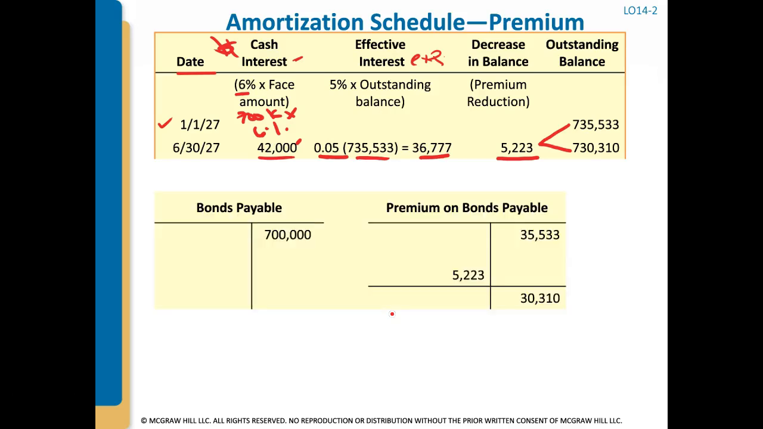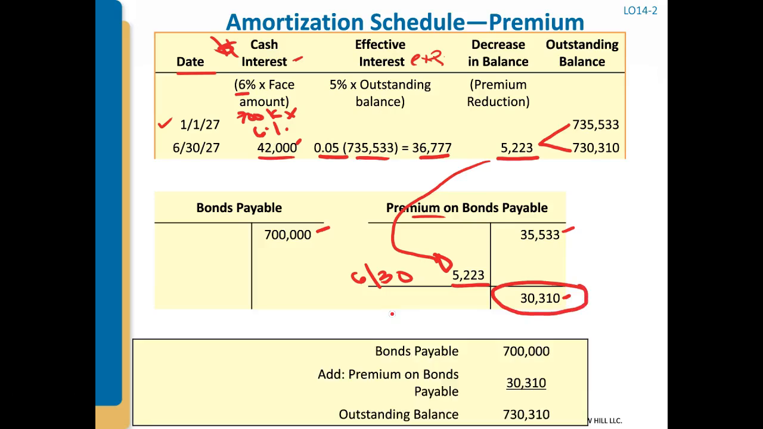Let's look at it through a T account because I do think this is easier to see. Here's my bonds payable T account, credit 700,000. Here's my premium on bonds payable that I initially credited 35,533. But right now, I'm going to reduce that premium by this 5,223 for my first payment on June 30th. So my ending balance is 30,310.